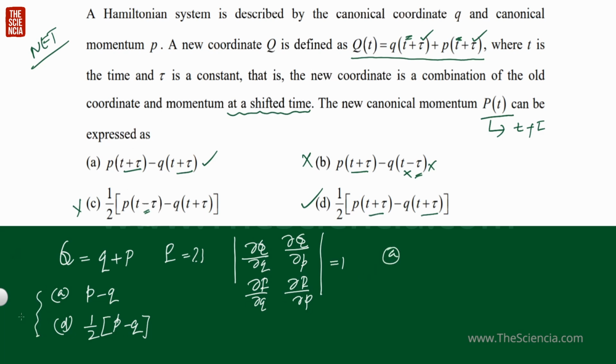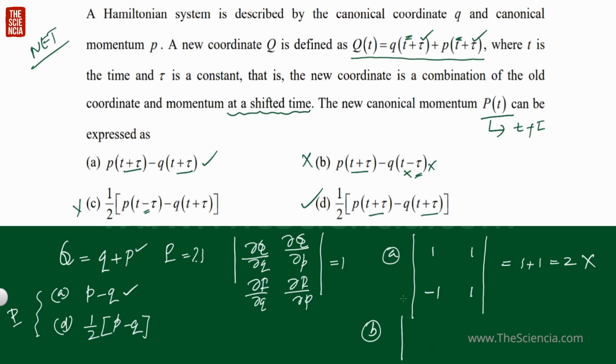So these are capital P values, right? So what we get, Q is given, that is ∂Q/∂q, we get 1. Now ∂Q/∂p, we get 1. Now ∂P/∂q is minus 1, and ∂P/∂p is equal to 1. So what we get? We get 1 plus 1, that is 2. So this is not a canonical transformation. Now we have to check option B.